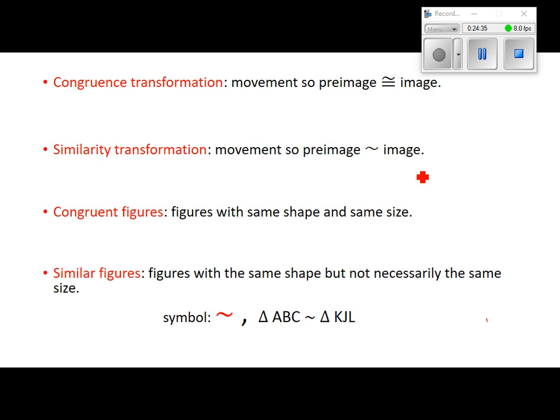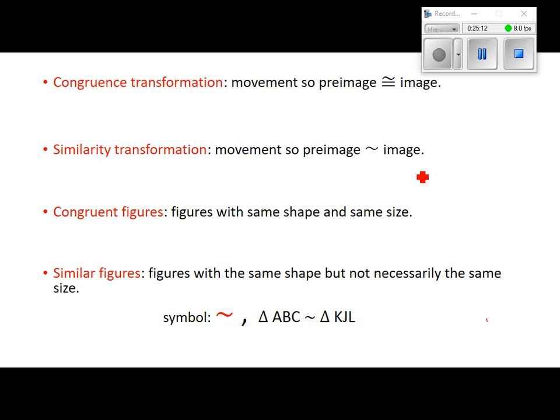A congruency transformation, that's like when we did the slides or the rotations. The original shape is going to be exactly the same as the new shape, or the image is going to be the exact same as the pre-image, what you started with. Similarity transformation. Anybody remember which transformation we used that had a similarity instead of a congruency? When you made something bigger or smaller, what was that called?